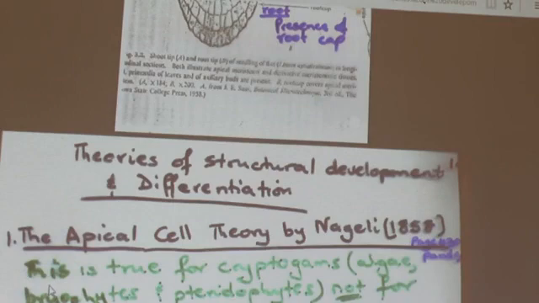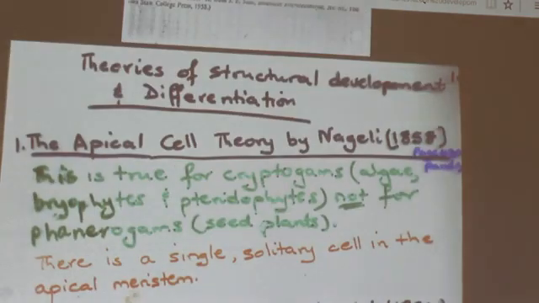Okay, so the arrangement of the meristem was studied by a number of people. Way back in 1858, a scientist by the name of Nageli, I've given you the reference in the book you're supposed to have, came up with the apical cell theory. Please note, theories are true for certain individuals. It doesn't mean that because they're not true for everything, we reject them.